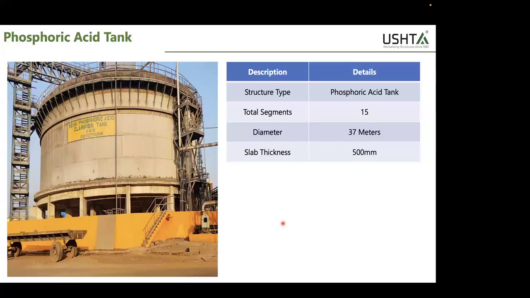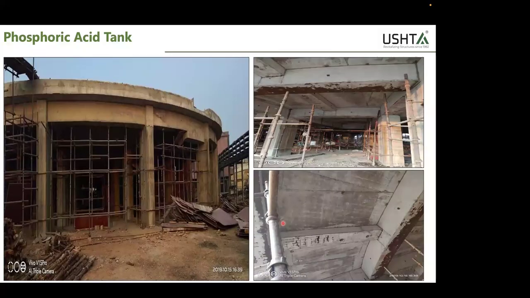So this is a weak phosphoric acid tank, and mind you, weak acids are more dangerous than strong acids, the reason being they are more corrosive. So this was a phosphoric acid tank reactor, and the diameter was almost 37 meters and slab thickness 500 mm. When they cast the concrete, because of the congestion of steel, the concrete did not go inside. And the tests recommended by the consultants were UPV and hammer, which itself is wrong.